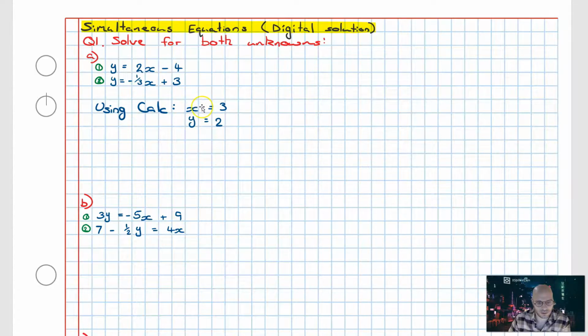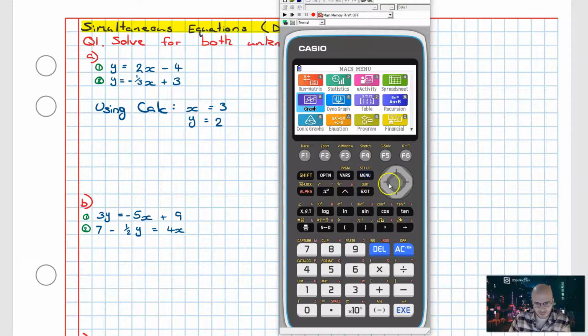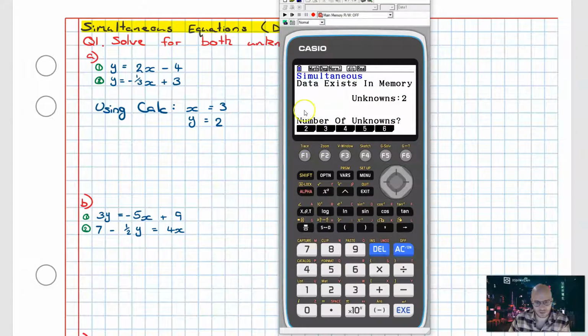Now there's another way we can do this as well. We can use a different feature called the solving feature, or the simultaneous solving feature. So if we go down to the bottom, we have equation. So for option A, if we click on this, we've got an option. So we've got select type, simultaneous, polynomial, and solver. For us, we're going for F1, which is simultaneous. Now it asks us, how many unknowns are there? So we're dealing with x and y. So we're going to go two unknowns.